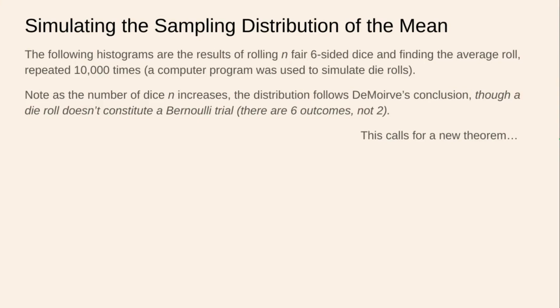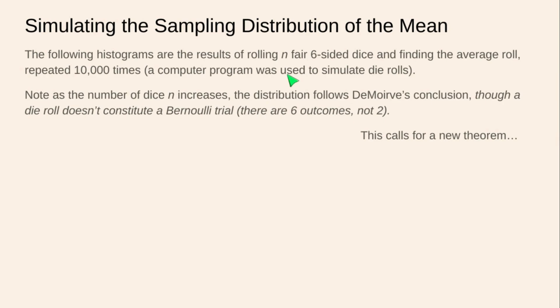So now we're going to switch gears and we're going to talk about the sampling distribution, not of the sample proportion, but of the mean. All right, this is going to be a bit different, but there is a remarkable similarity.